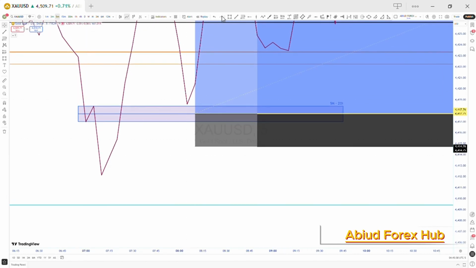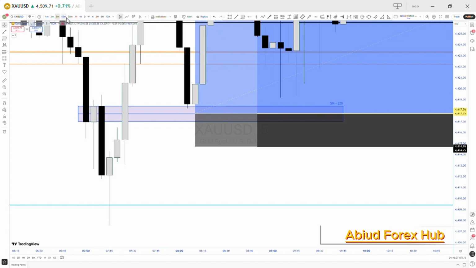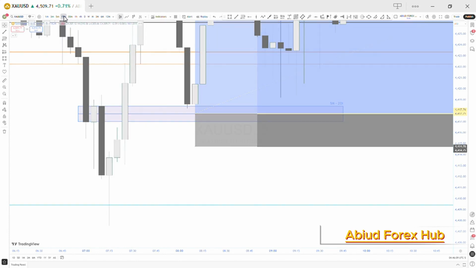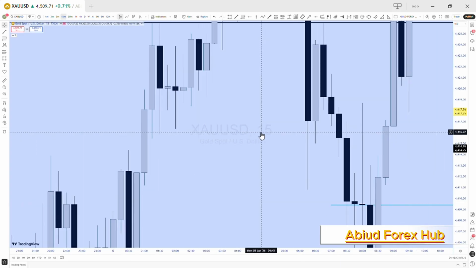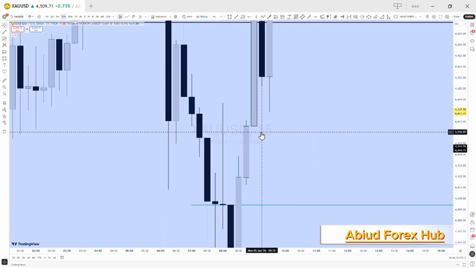So this demand zone, we've marked it. We have this kind of Quasimodo pattern, and when you see the Quasimodo, you realize that you might see the engulfing on the lower time frame.